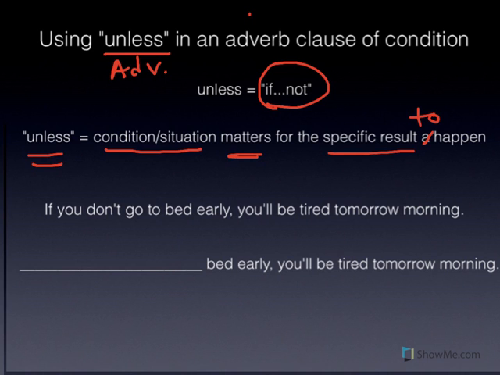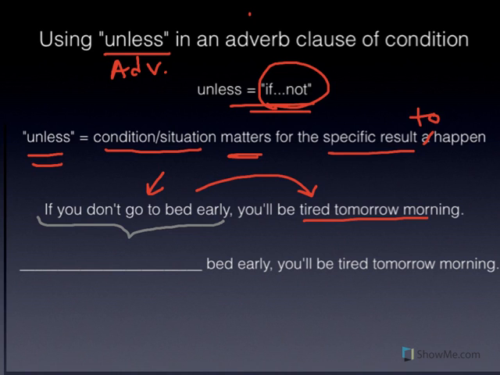So, in this sentence, if you don't go to bed early, you'll be tired tomorrow morning. That means this condition has to happen in order for this result to happen. So, all you need to do is remember that unless means if not. So here we have if. Here in the contraction we have our not. So don't means do not. And all you need to do is add unless. Don't need if. Don't need don't anymore because unless means if not.